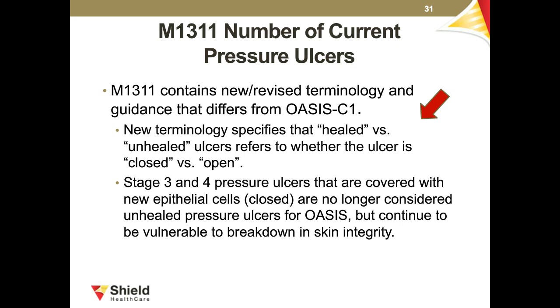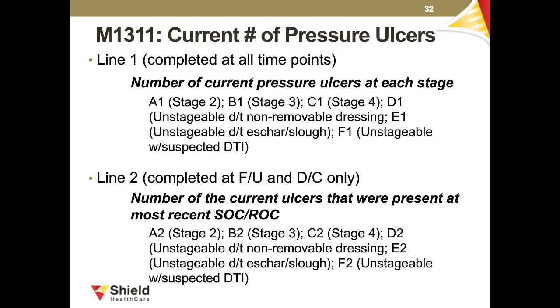So for Oasis C2, that definition has been changed, and stage 3 and 4 pressure ulcers that are now covered fully with new epithelial tissue, so it's closed all around the edges of the wound, are no longer considered unhealed pressure ulcers for Oasis. But they are vulnerable. They continue to be vulnerable for skin integrity. They still have only about 80% of the tensile strength of fully normal tissue. And so we still have a responsibility for monitoring those areas and making sure we're not getting breakdown in those areas. And if we do get some breakdown starting, that we're going in and working on it very quickly. So looking at this, there are 2 lines in this question.